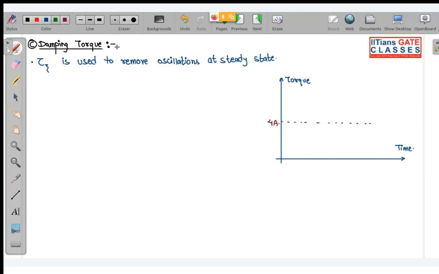See, previously this was our controlling torque, and this one was our deflecting torque. And I told you steady state we reach at infinity time. Now this damping torque, what it does is it removes the oscillation at steady state, such that the moment this happens, your measurement becomes like this immediately.